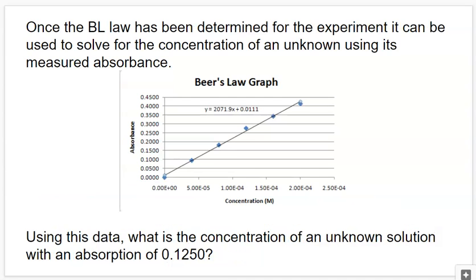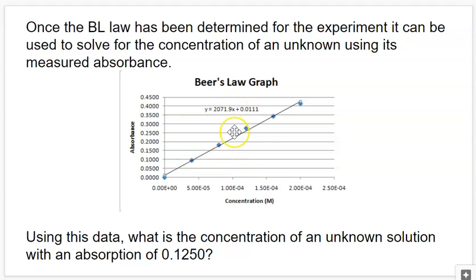So once the Beer-Lambert law has been determined for your experiment, you can use it to solve for a concentration of an unknown by measuring its absorbance. So say we had that blue substance from before. We measured all those different concentrations. We got a linear relationship between them. And then we also derived a y equals mx plus b formula so we can determine what the relationship is between the absorbance and the concentration by way of the slope, which is our molar absorptivity constant.